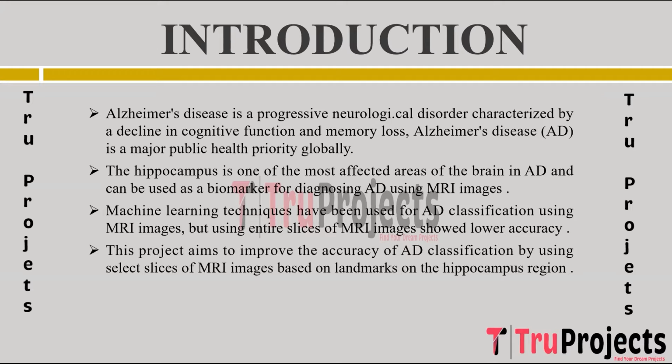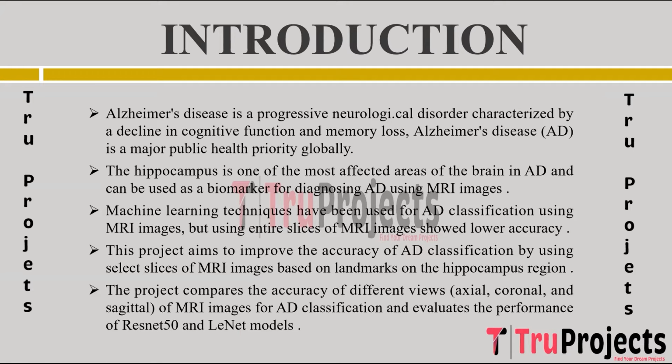The project's main goal is to enhance the accuracy of Alzheimer's disease classification through a more refined approach. Instead of using complete MRI image slices, the project focuses on selectively extracting specific slices containing landmarks on the hippocampus region. By isolating these crucial regions associated with AD pathology, the aim is to improve the accuracy of machine learning-based classification models.